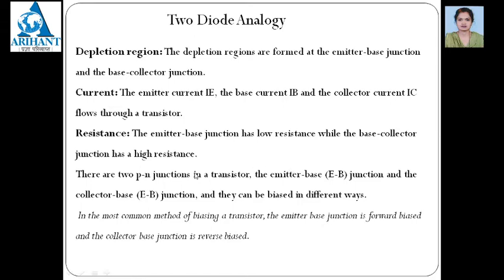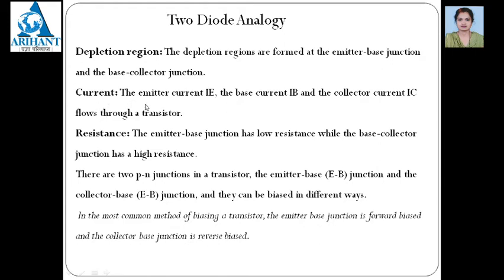And what is this two-diode analogy? It has a depletion layer or depletion region. This is formed at the emitter-base junction and also at the base-to-collector junction. Because of the movement of these majority carriers, whether electrons or holes, across the two junctions, depletion regions form, meaning ion formation.